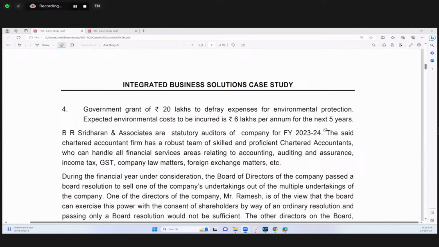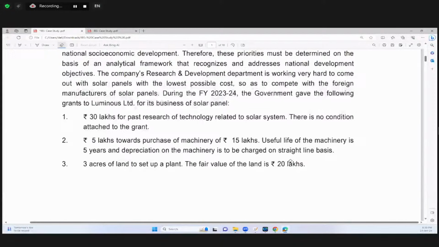So if we go with the first thing, for government grants, students, it is very necessary to know that Ind AS 20 deals only with government grants. Any other donation by any other institution is not covered in this standard. So any grant in any form, whether it is in cash, in consideration, or in the form of any assets, whether current or non-current, or any type of subsidy, if a government is providing it to an entity, then it is covered under Ind AS 20 and we have to apply Ind AS 20 for this.